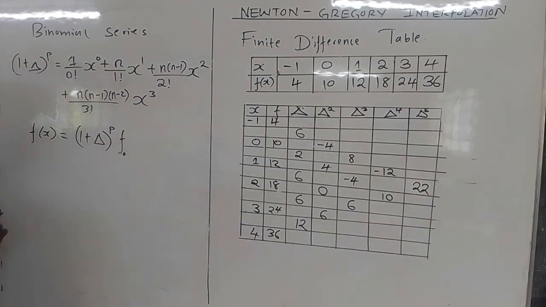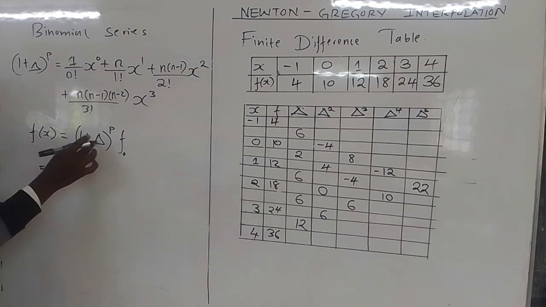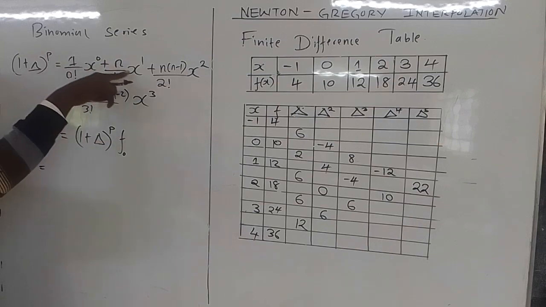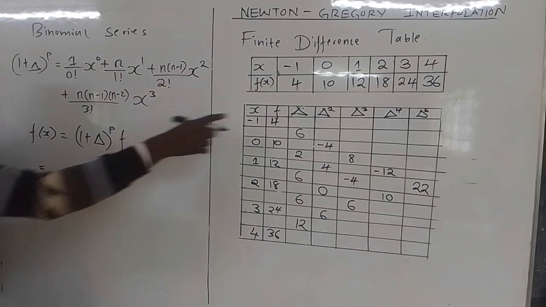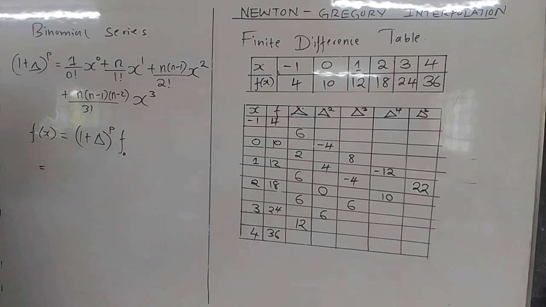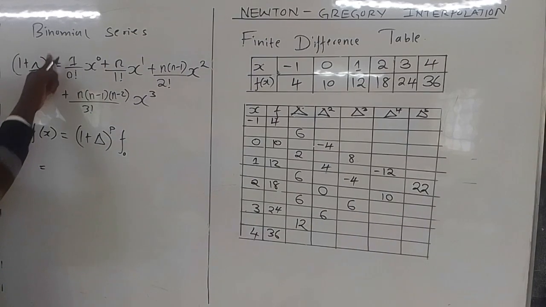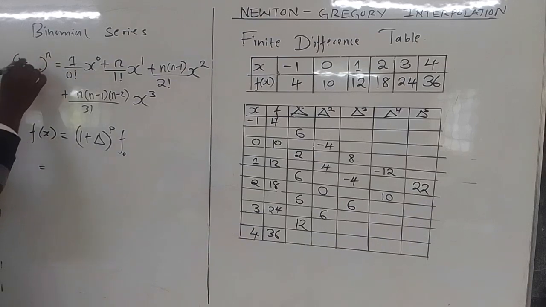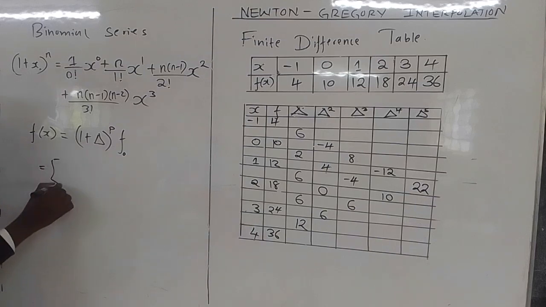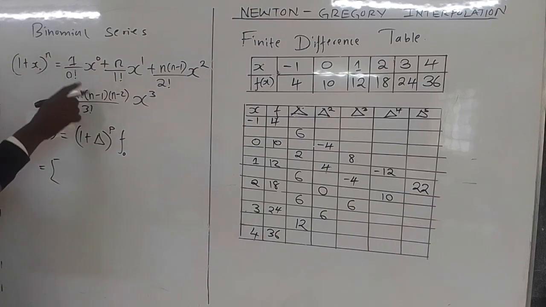Now look at this. If you expand 1 plus delta raised to power p, then f naught, what do you get? Meaning where there is x is now being occupied by the delta. Are you seeing that? And where there is n is now being occupied by p, because power is now p. Remember, power here is n, here we have x. So we are just substituting. Are you getting? So let us start substituting. 1 plus x raised to power n, we add this.